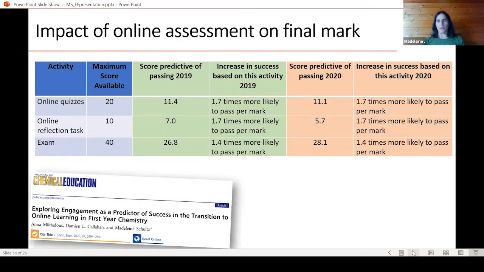And so we've published this data, if anybody's interested, in the Journal of Chemical Education.